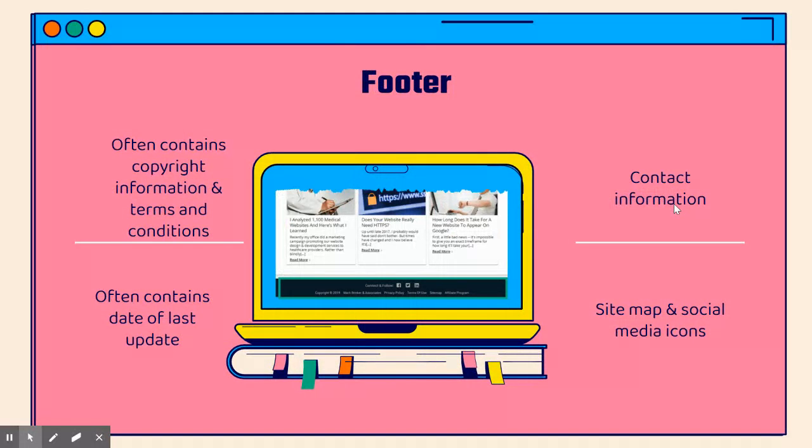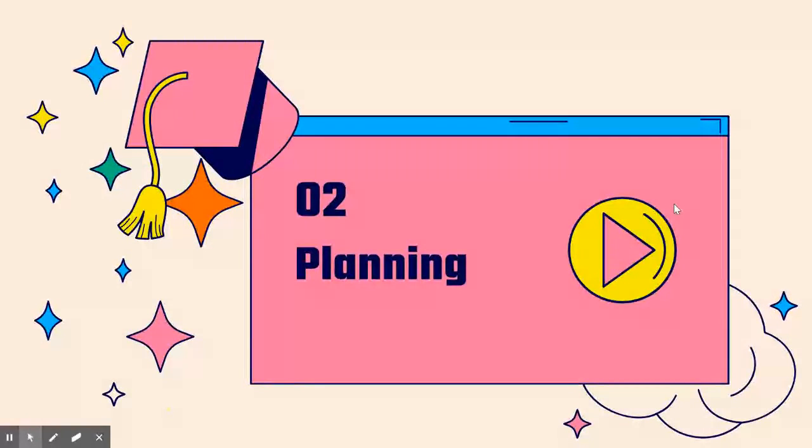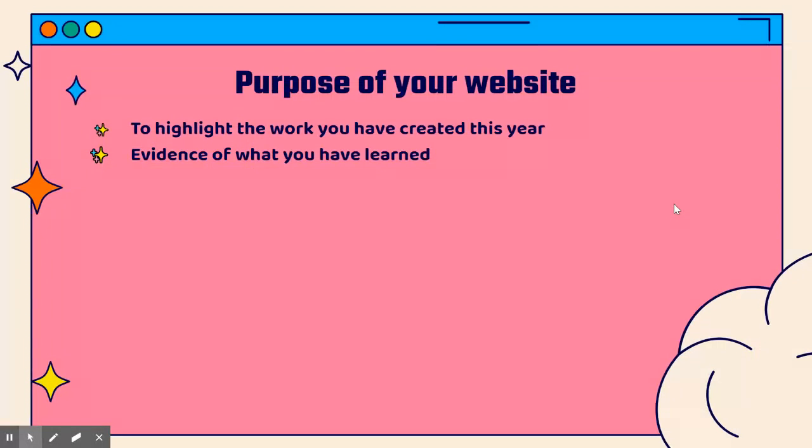And finally, the footer. This often contains copyright information on your website, who created it, the last time it was updated, or when it was first created. It also includes contact information, a site map, and social media icons. Not always, but sometimes if you want to redirect people to your social media.